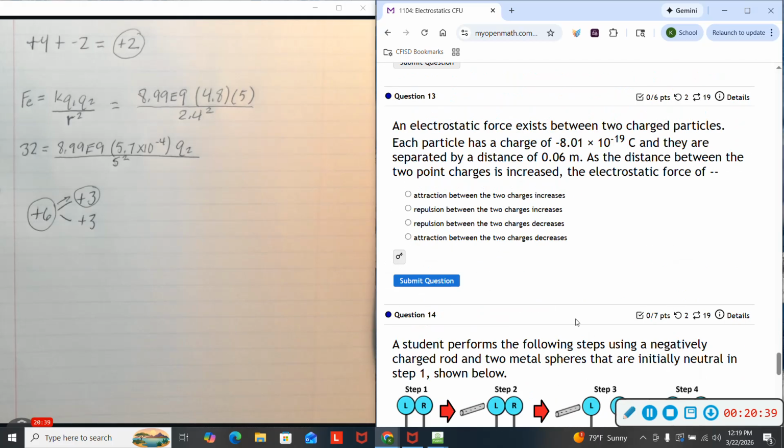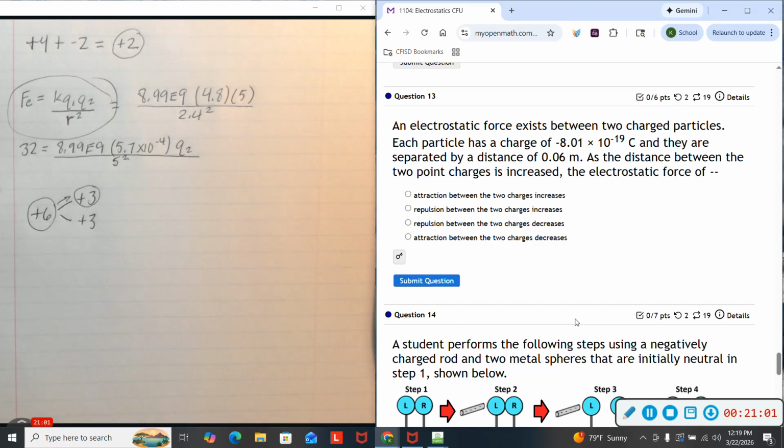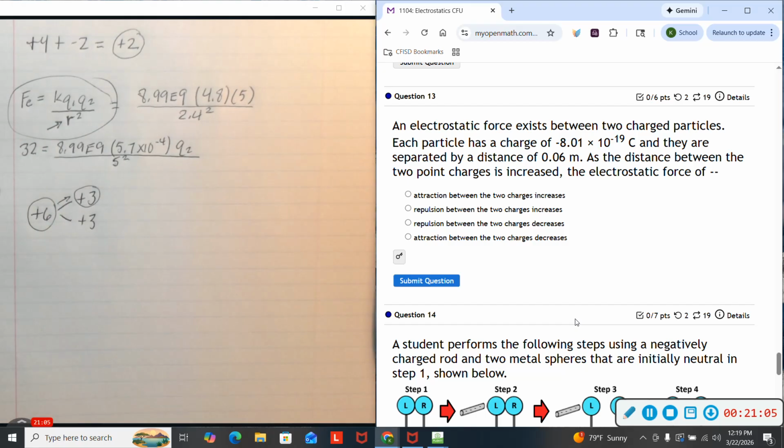Question 13. An electrostatic force exists between 2 charged particles. Each particle has a charge of negative 8.01 times 10 to the negative 19th coulombs, and they're separated by a distance of 0.06 meters. As the distance between the 2 point charges is increased, the electrostatic force of fill in the blank. This is going back here. Again, we're looking at this equation, and we're talking about what happens as that value increases, the distance between them.